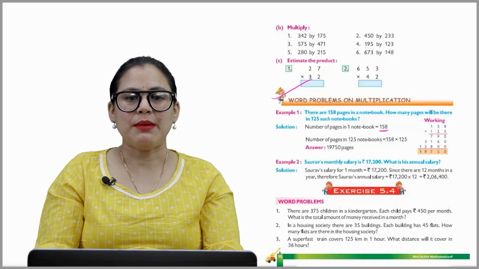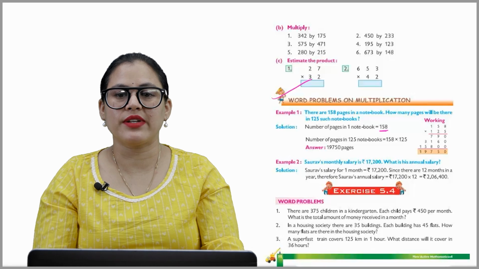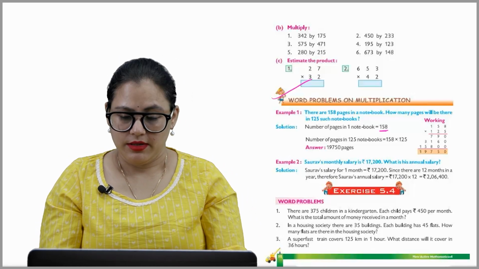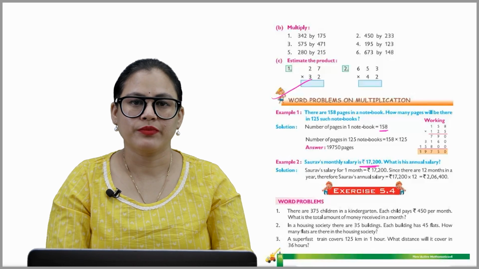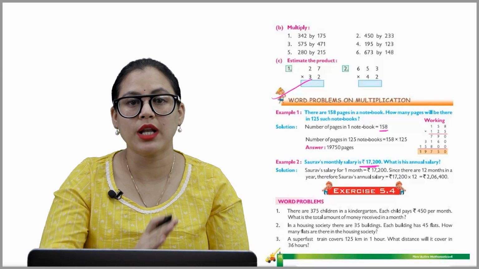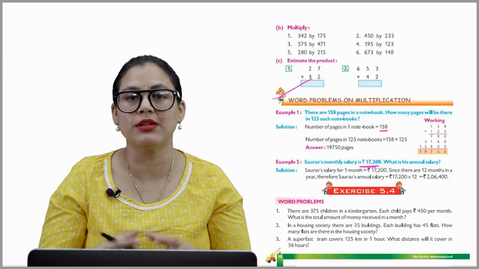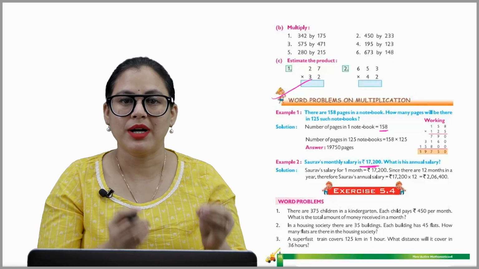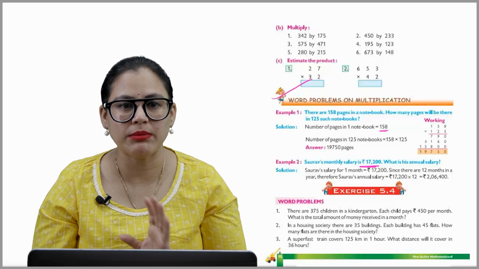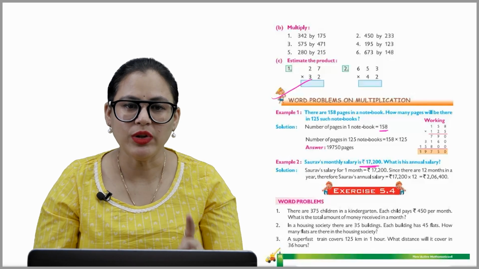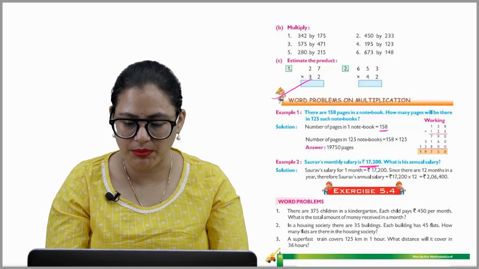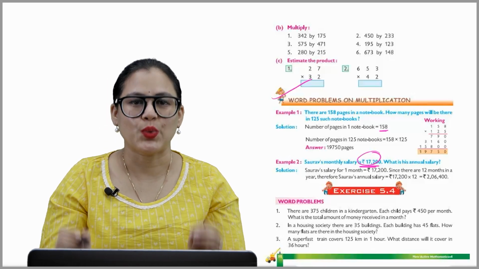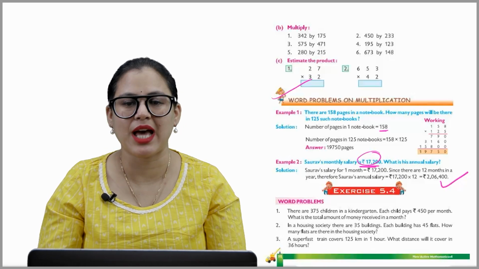Okay. Example 2, Saurabh's monthly salary is 17,200. What is his annual salary? Okay. 1 month salary is given, and we have to find out his annual salary, means how much he earns in a year. That means you should know how many months are there in a year. You know that there are 12 months in a year. So you will multiply his salary by 12, and you will get his annual salary.